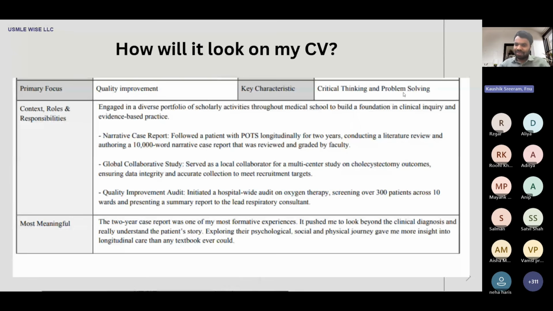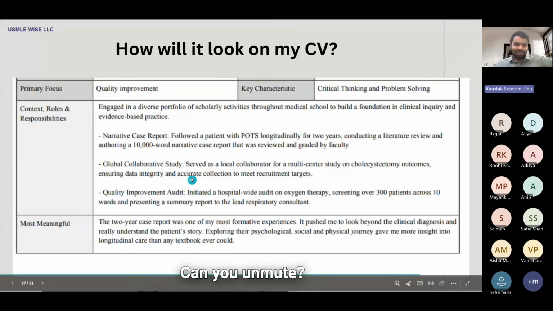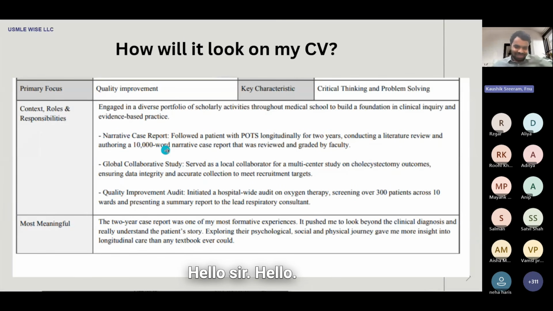Okay, Aditya. Got it. So Aditya is a name I can see. Can you unmute? Hello, sir. Hello. So can you tell a little bit? Are you a medical student, graduate? Yes, sir. I am a fourth year medical student from Vietnam. Actually, I am from India, but I am studying in Vietnam, in a government hospital.